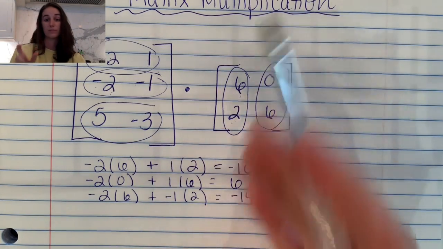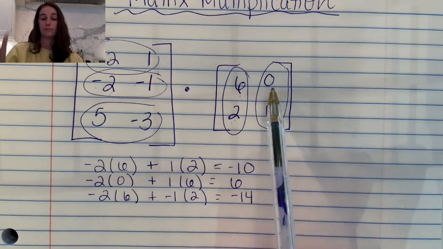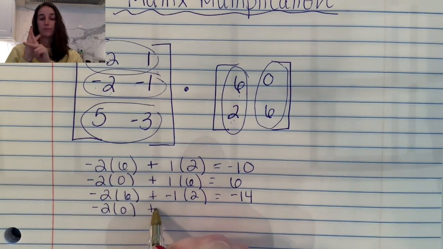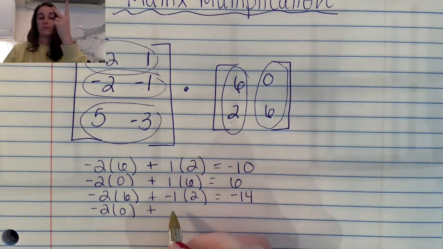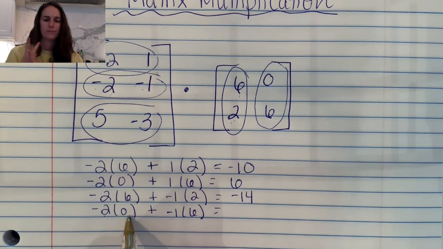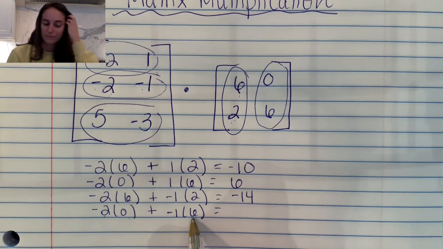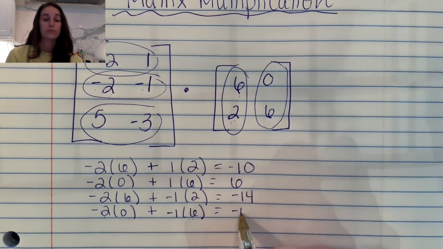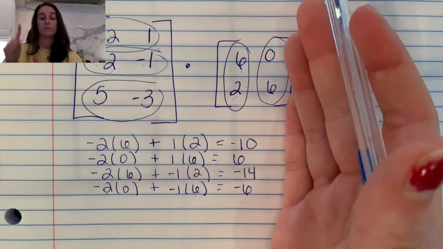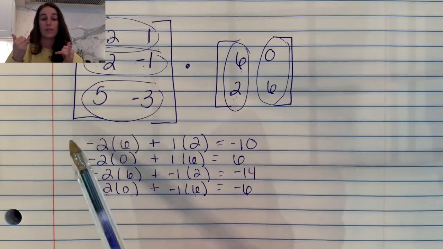So now we're moving over to this column. Our first number times our first number. Our second number times our second number. -2 times 0 is 0. -1 times 6 is -6. And now we finished our second column, so we're going to move down to our last row.